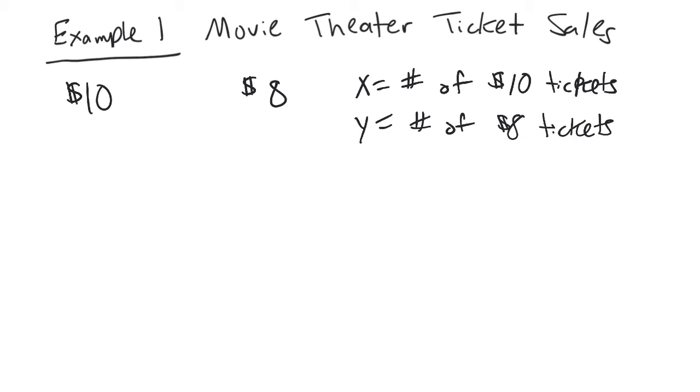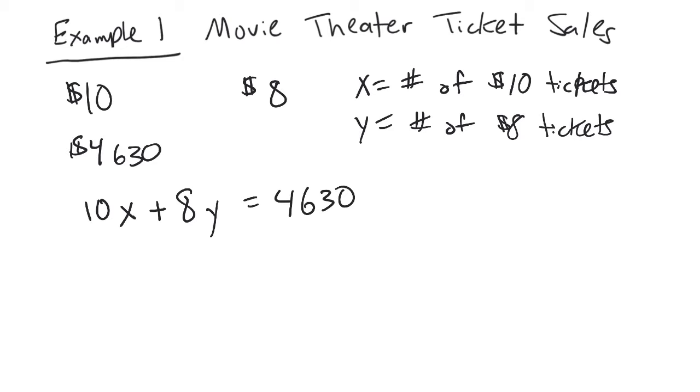And let's say in one evening, the movie theater brings in 4,630 in sales. So we can write an equation here and say, well, $10 times the number of normal price tickets, plus $8 times the number of student tickets is going to equal 4,630. So our goal would be to figure out, what is X, what is Y? How many tickets were sold at $10? How many tickets were sold at $8? We can't solve this equation because it has 2 unknown variables.